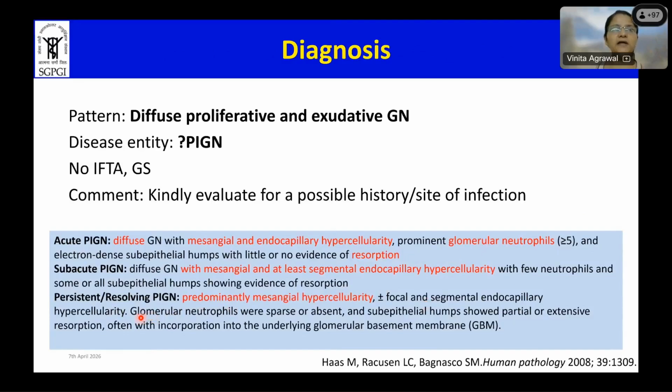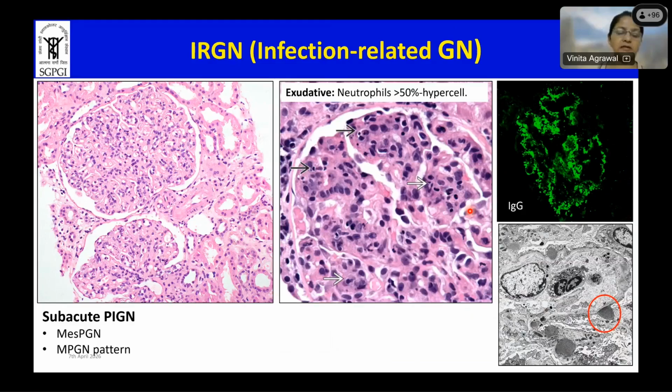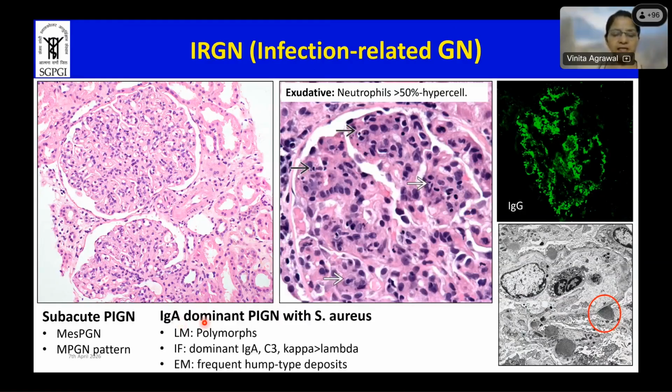So always remember to take the proper history and look at the larger picture and your immunofluorescence before suspecting what can be the pathogenesis involved. So this is again a case of IRGN, that is infection-related glomerulonephritis. So this is exudative because neutrophils form more than 50% of the hypercellularity. As I said, subacute will have mesangial proliferative or sometimes an MPGN pattern.